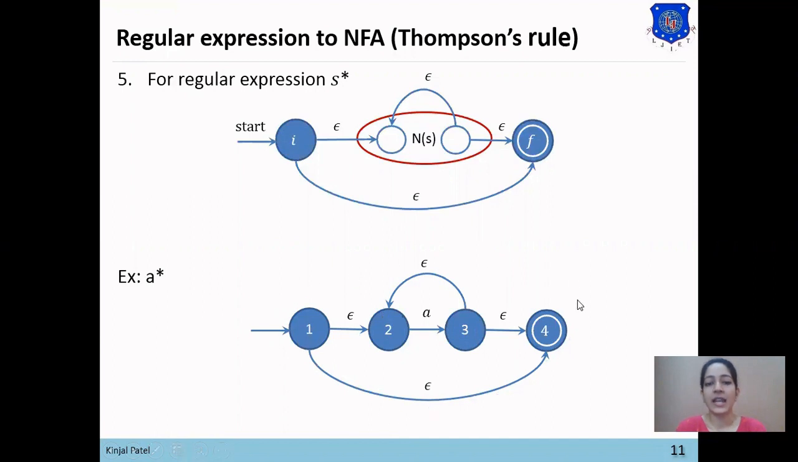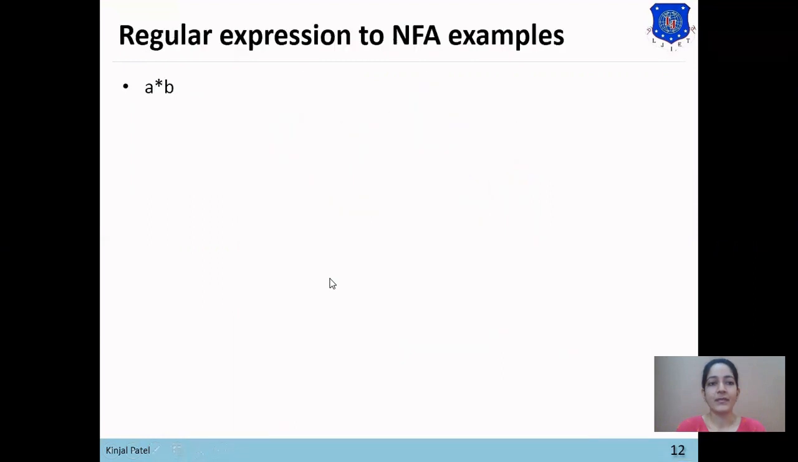So this is the NFA for a Kleene star. Now next, we will learn different examples for regular expression to NFA conversion. The first example: our regular expression is a Kleene star concatenated with b. First we will draw our NFA for a Kleene star.